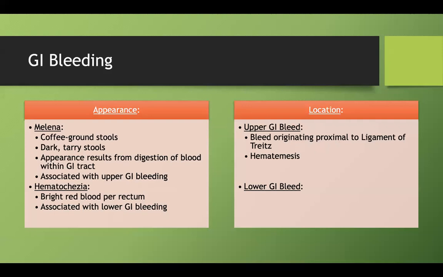So how can you tell if it's an upper or a lower? Some things you can look for with an upper GI bleed: it'll also show up with hematemesis. So if you're throwing up blood, it's going to be an upper. You'll also potentially get coffee ground emesis, as well as melena, which we've talked about.